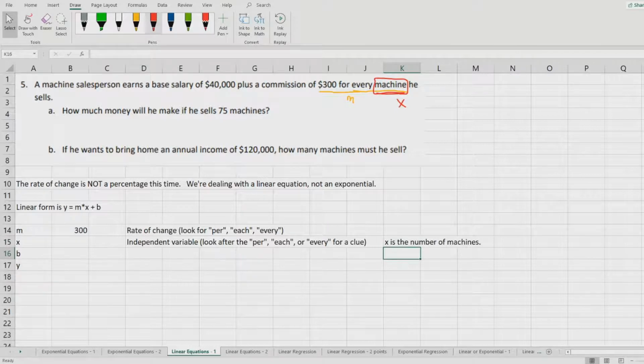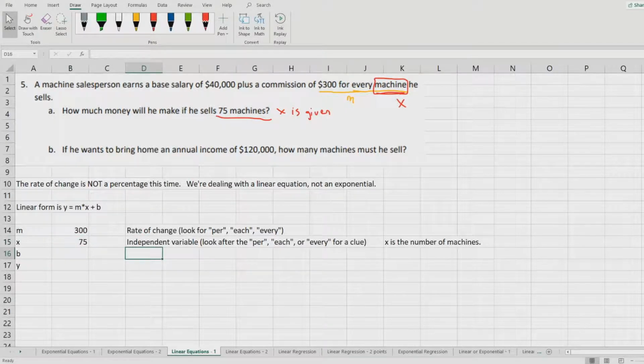Now, part A asks us, how much money will he make if he sells 75 machines? So x is given to us. It's not in the same place as everything else, but it is there. So next to x, we place 75.